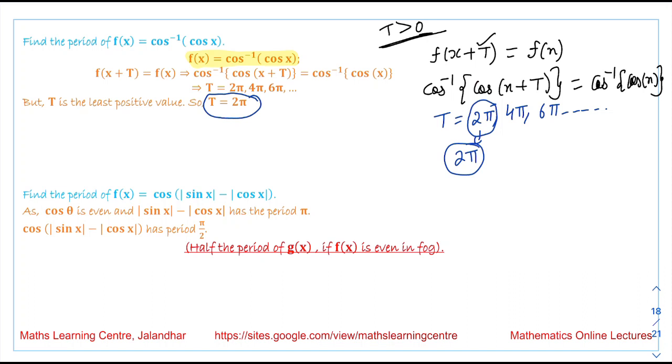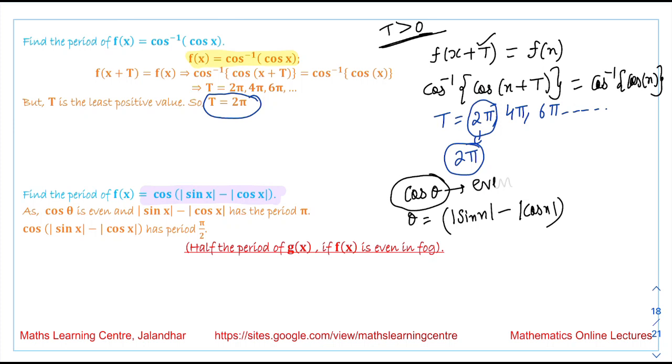Next is find the period of f(x) is equal to cos of (mod of sin x minus mod of cos x). Again, this cos is an even function. We have a function cos theta, and we are writing theta is equal to mod of sin x minus mod of cos x. This cos theta, we know, is an even function. We have already seen that the function mod of sin x minus mod of cos x will have period pi.